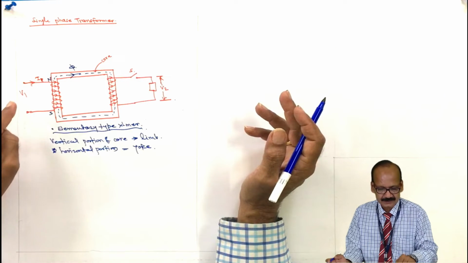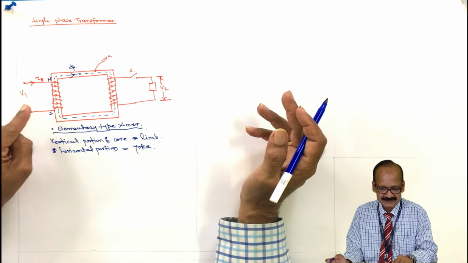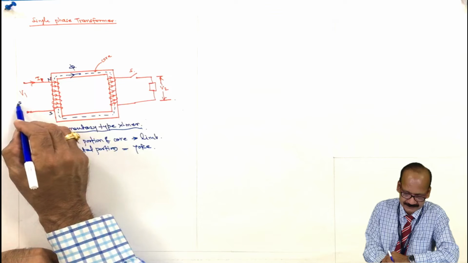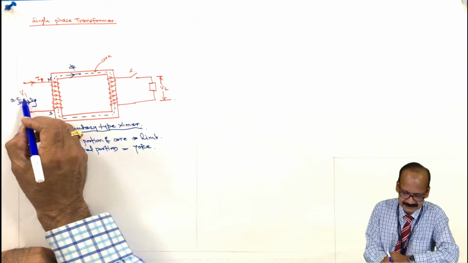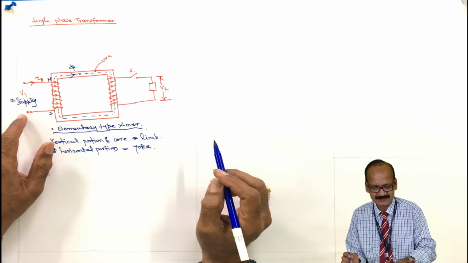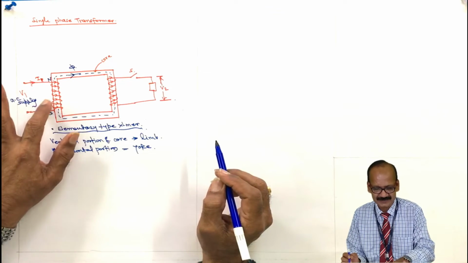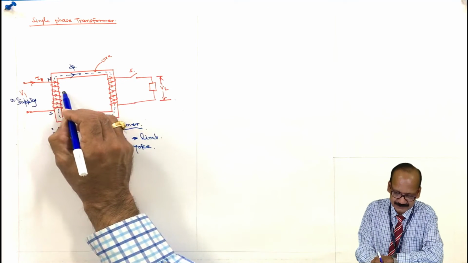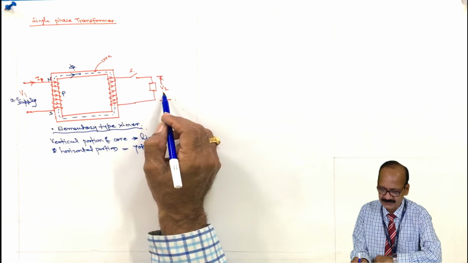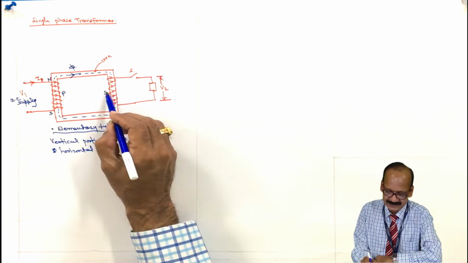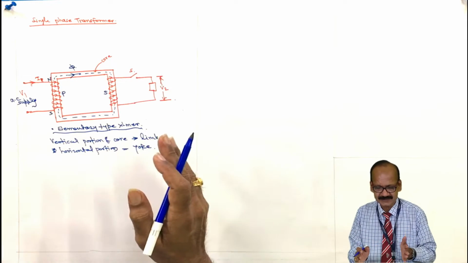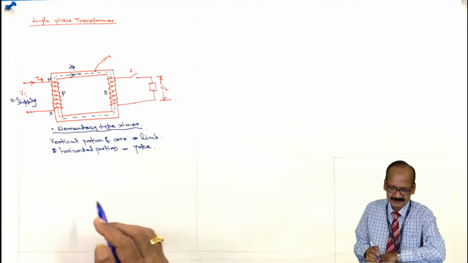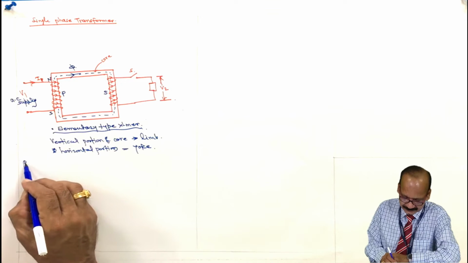The winding to which the AC supply is fed or given is known as the primary winding, denoted by P, and the winding to which the load is connected is known as the secondary winding, S. So this is the very basic. Then see the principle of operation.